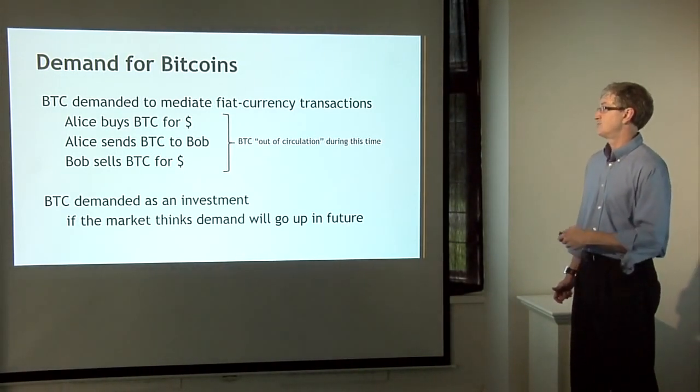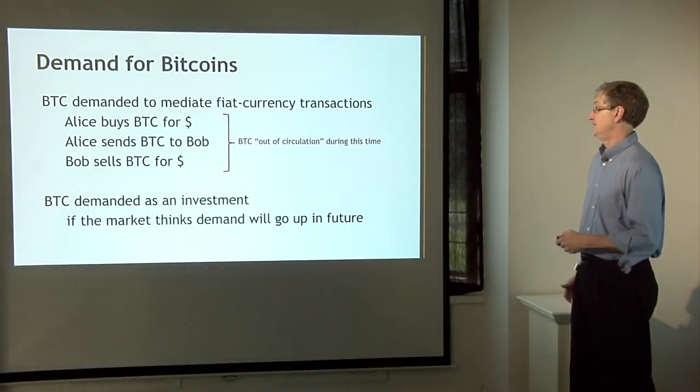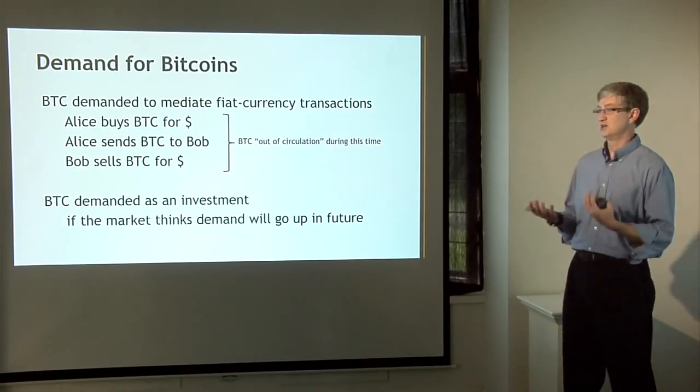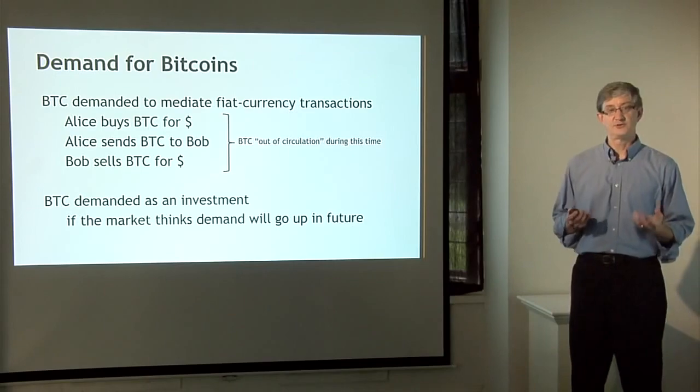But the key thing for the purpose of Bitcoin demand is that the Bitcoins that are mediating this transaction that are bought by Alice in step 1 and sold by Bob in step 3 have to be taken out of circulation, and they're devoted to serving this transaction during the time that the transaction is going on. And that creates a demand for those Bitcoins.